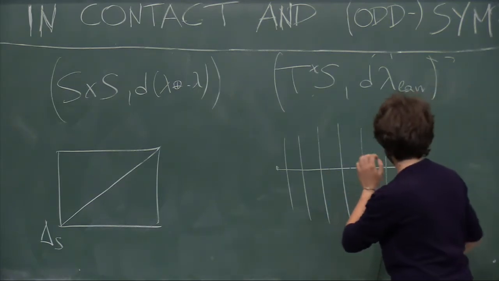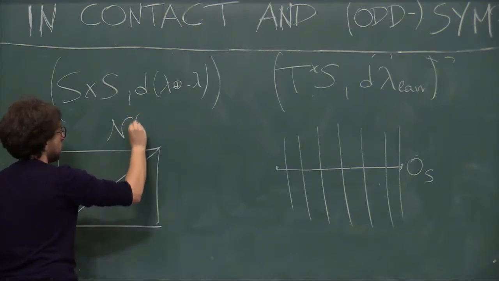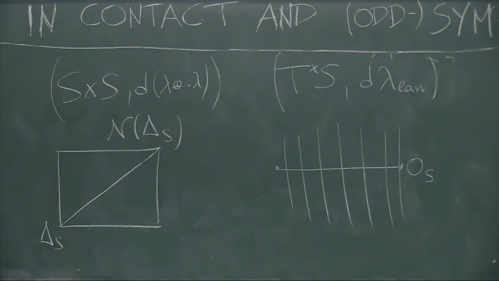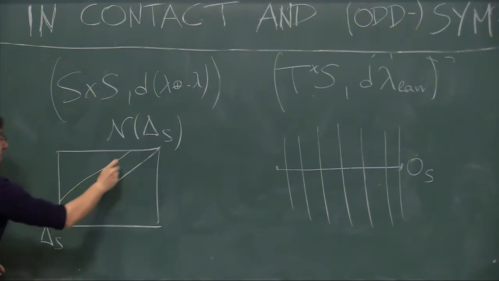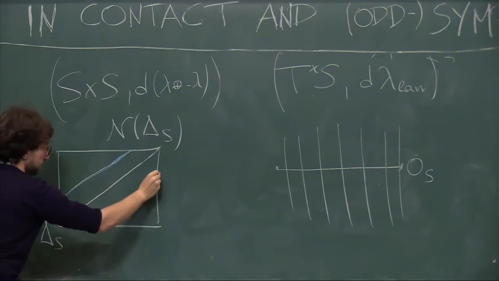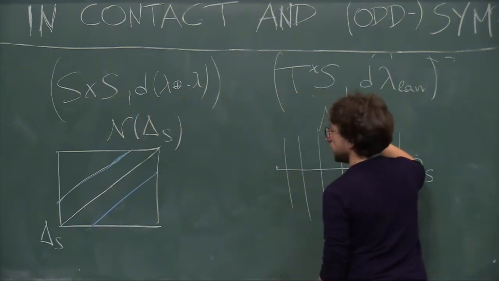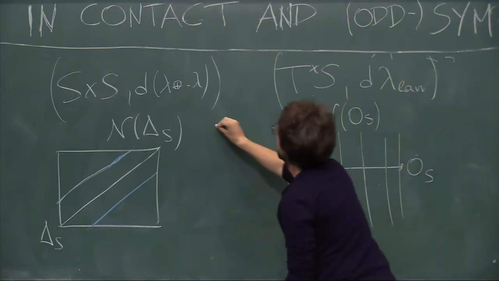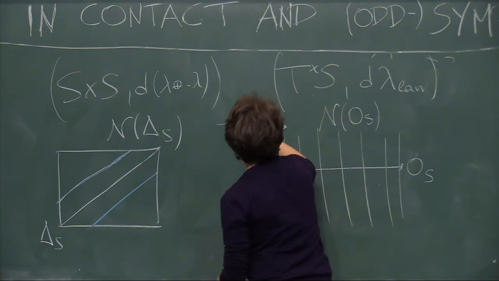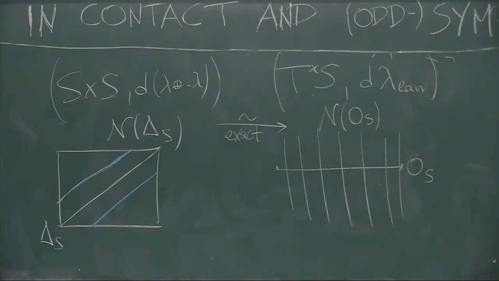Then the zero section is also an exact Lagrangian, and the Weinstein neighborhood theorem tells me that I can find a neighborhood of the diagonal here, something like this, and here a neighborhood of the zero section, such that this neighborhood is isomorphic, with an exact diffeomorphism, to this neighborhood. So this would be the standard Weinstein neighborhood theorem.